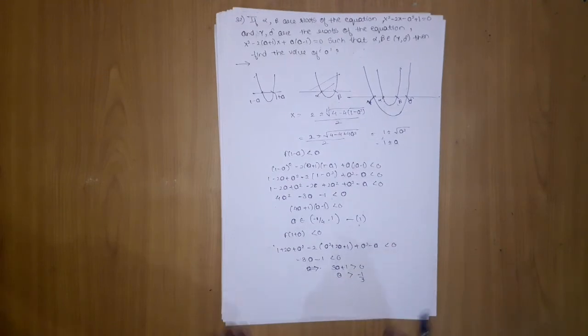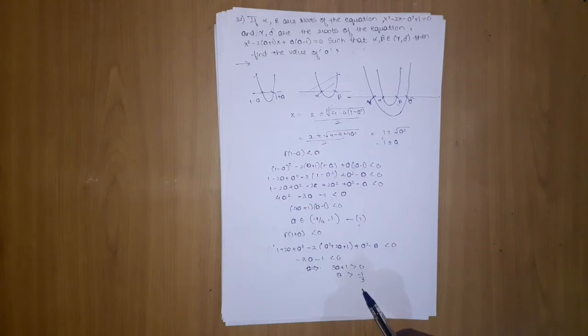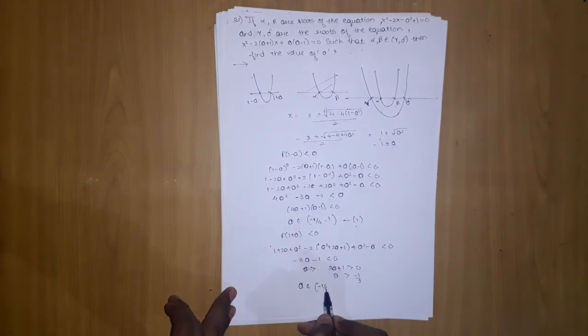Now let's see. Just tell me which value is greater. If we divide it, we will get 0.2. If we divide it, 0.3. So 0.2 will be greater than 0.3. So a belongs to -1/4 to 1.